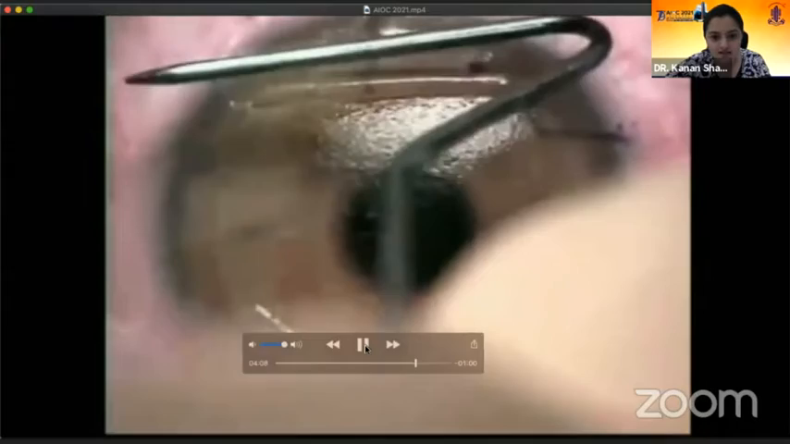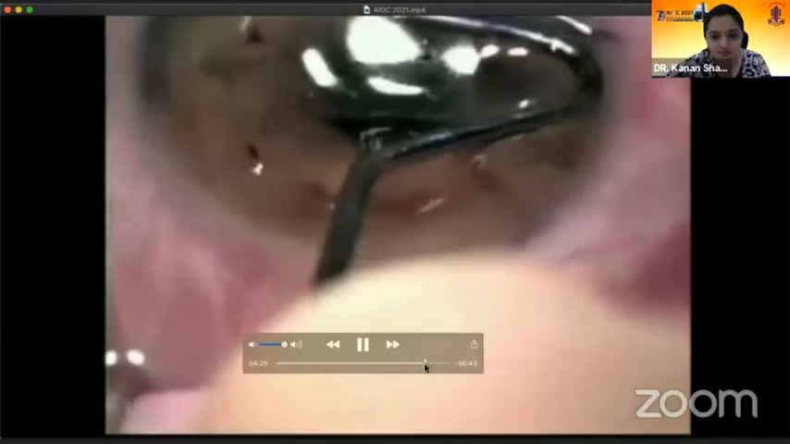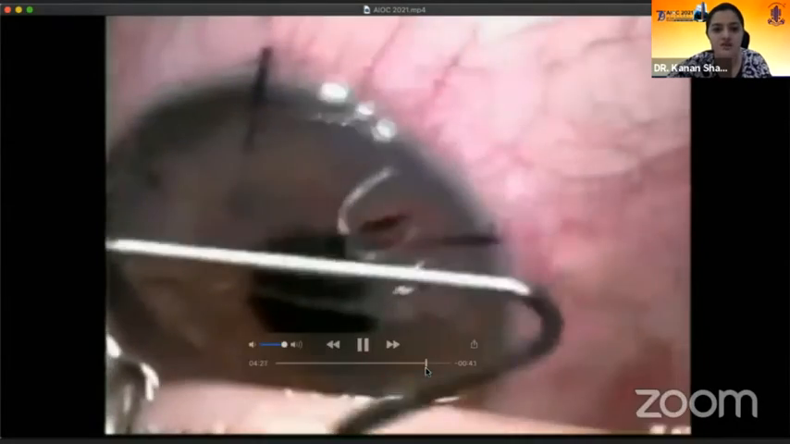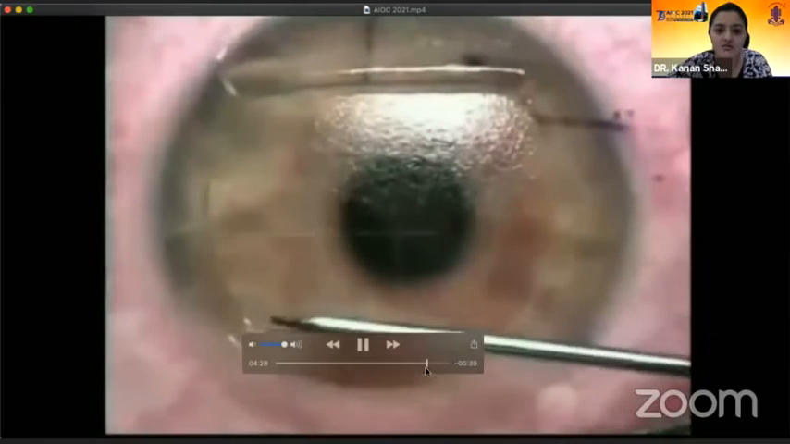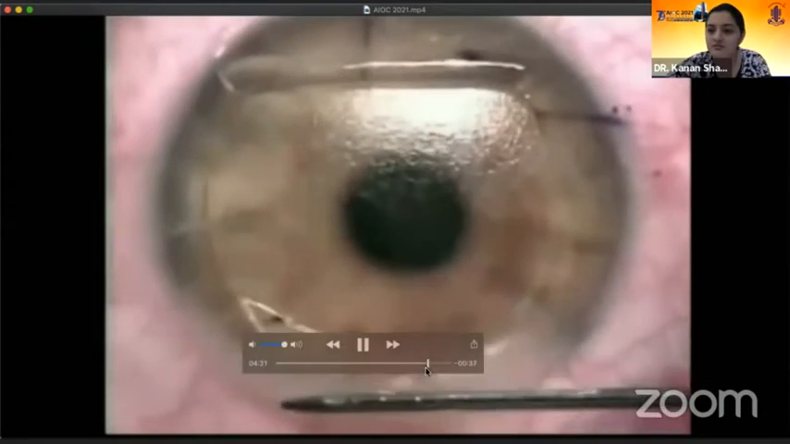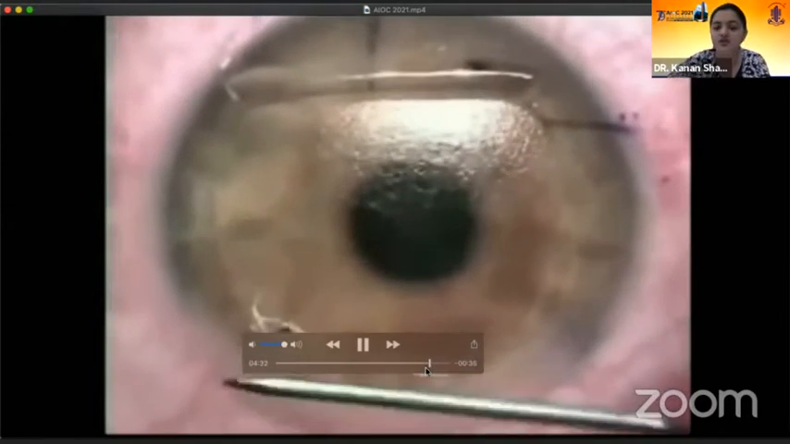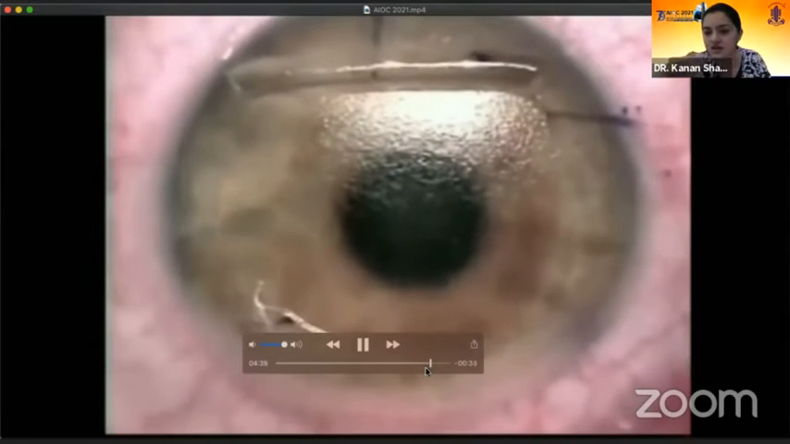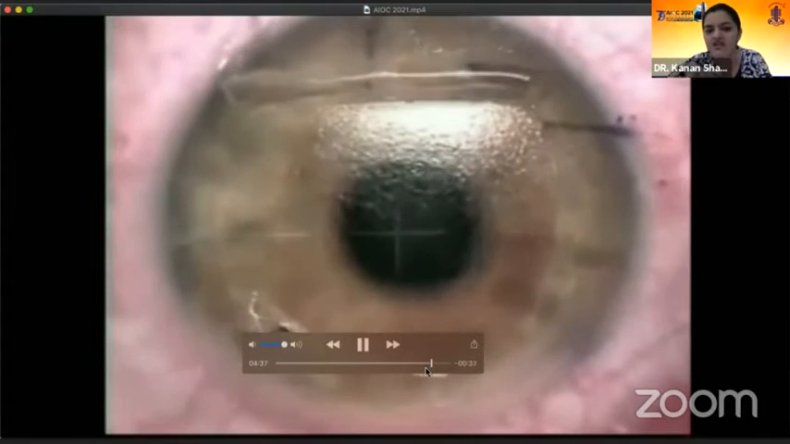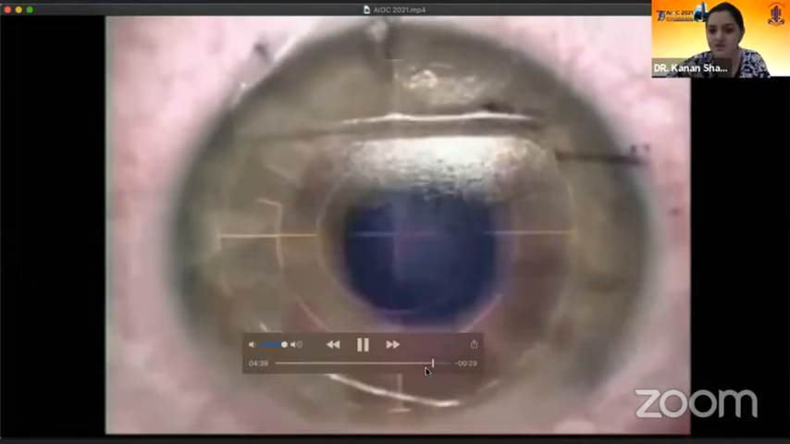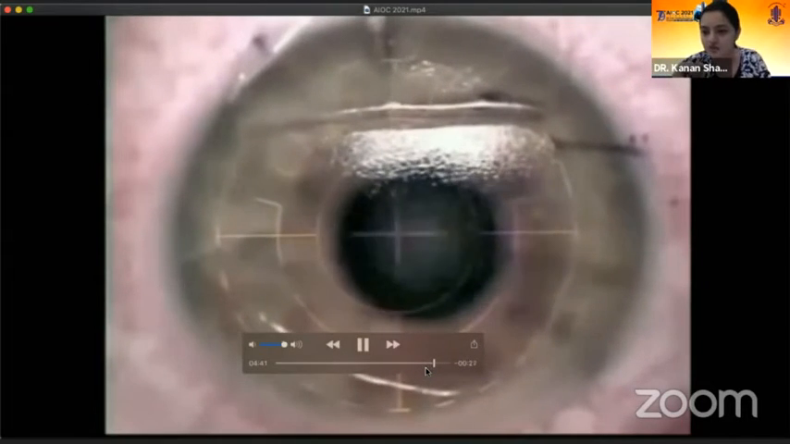Let's see it again. When I was in the middle of the flap, because of the traction of the instrument and the traction of the hinge side, suddenly the corneal flap tore from the superior hinge, not exactly from the superior hinge, just below the superior hinge.